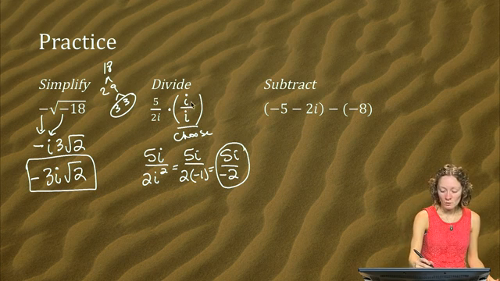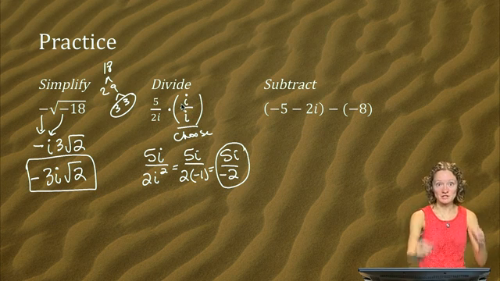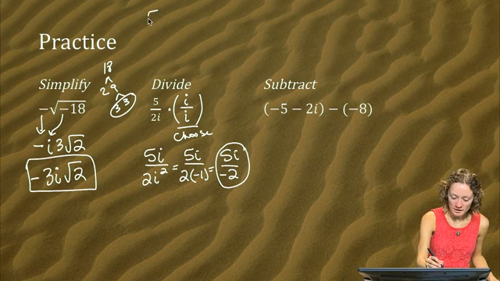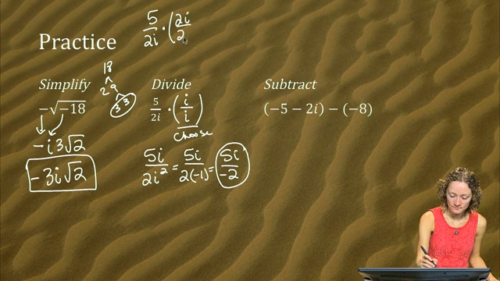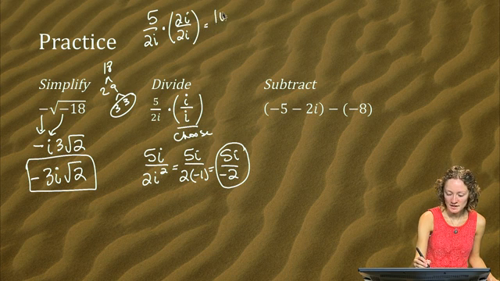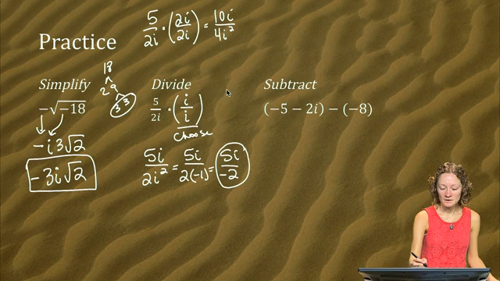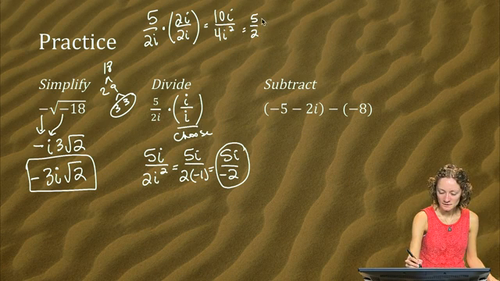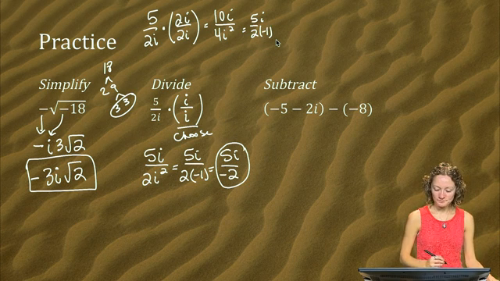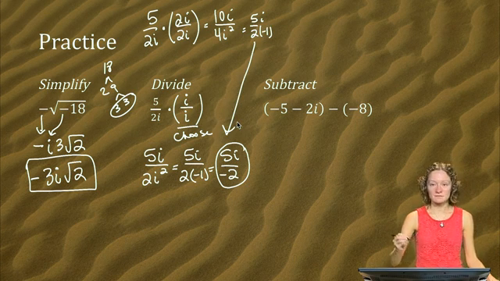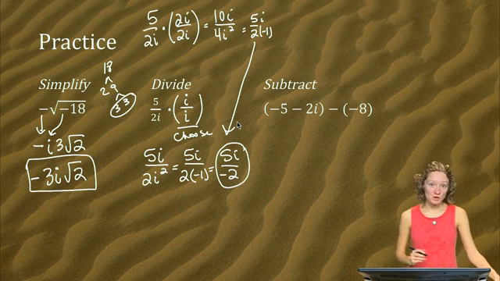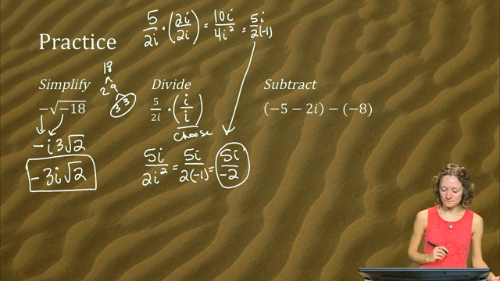But you might be wondering, what if I chose 2I? What if I chose the entire denominator? That would also work out. If you chose 2I, on top you would get 10I. On the bottom you would get 4I squared. The 10 and the 4 can simplify to 5 over 2. The I squared in the denominator becomes -1. And then ultimately you get the same thing. So if you chose 2I, would also be fine.